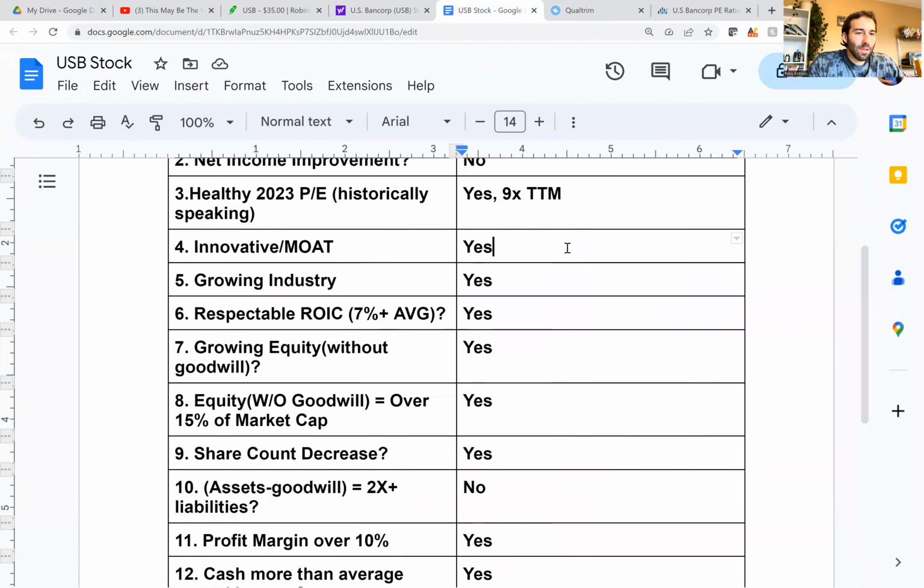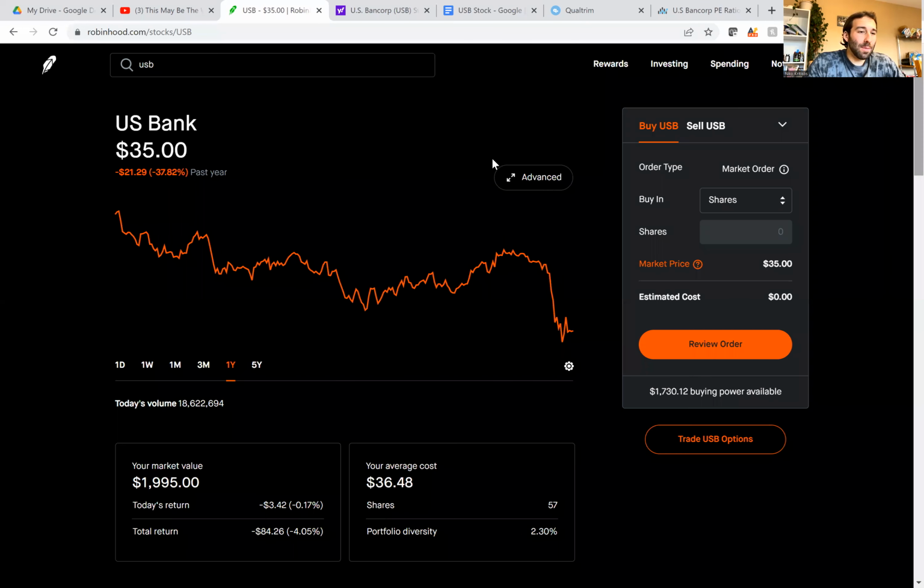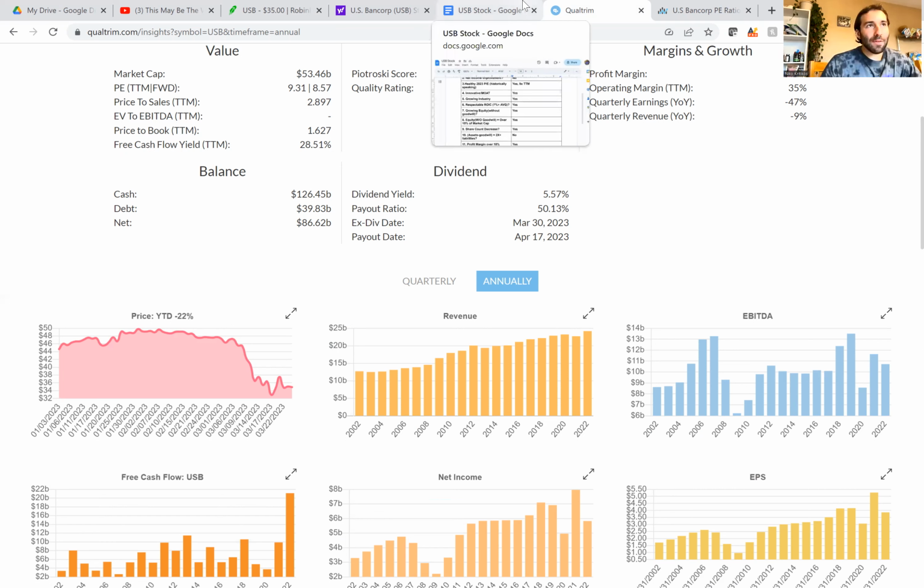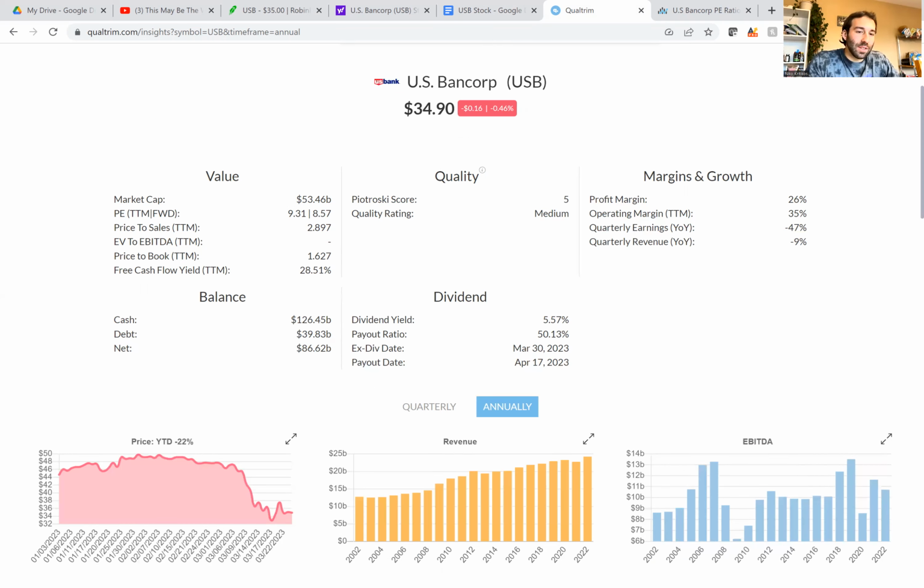Now, for number four, are they innovative? Do they have a moat? I would say yes. Their market cap is $53 billion. They are a pretty big company. This is a big enough company, and this type of banking stock is something that I don't think is easy to go under. And I think it's not like anybody can start up a bank and automatically take all their business. Now, with these other smaller banks that we've seen having trouble, either going bankrupt or almost bankrupt, that is, of course, a concern. You know, other banks are susceptible.